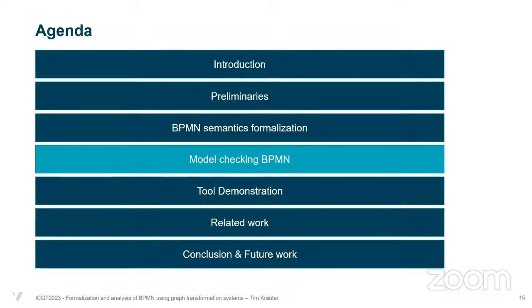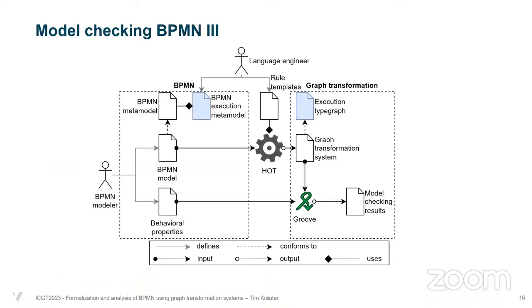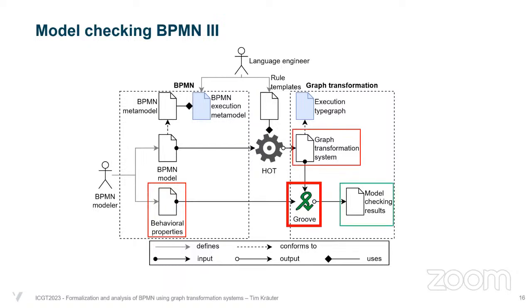Okay, let's talk a bit about the model checking part. So now we have our graph transformation system. Now we can run it, so hopefully we can do some model checking. So how does this work? Here we are basically reusing the work done in Groove. So we have our BPMN and our properties coming into Groove, and we have the graph transformation system generated by our higher order transformation, and then we can run Groove in the background. You will see later on in the tool how to check for specific properties.